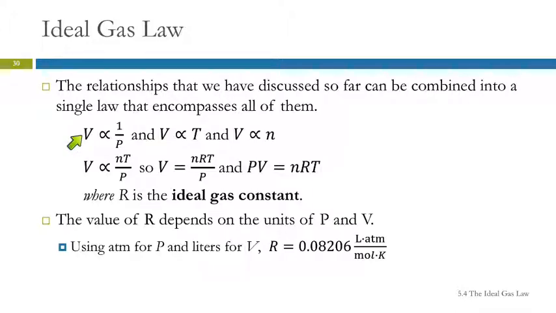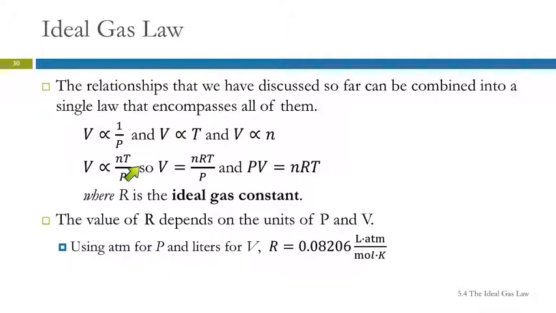So we saw the relationships. Volume is proportional to 1 over pressure. Volume is proportional to the temperature of a gas, and the volume is proportional to the number of moles of a gas. So if you combine those, you get volume being proportional to nT over P.